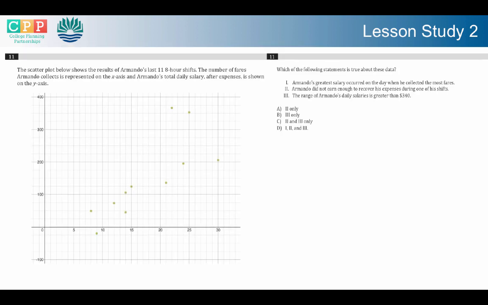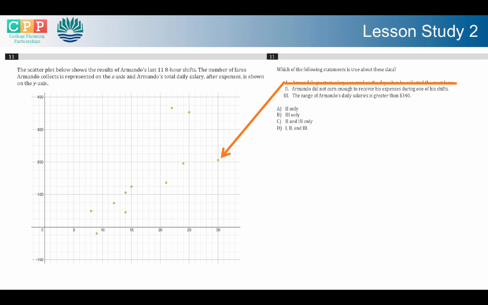For question 11 and 12, there's a scatter plot of his last 8 shifts. So the number of fares is the X, and the Y is the daily salary. They ask you this question: which of the following statements is true about this data? Okay, then you have to go 1, 2, 3. His greatest salary occurred on the day that he collected the most fares. So let's look at the day that he collected the most fares. You'll notice that it's this point right here. He collected 30 fares that day. But was that his highest grossing salary? No, there's 2 other points that are higher than that. So I'm going to cross that statement out.